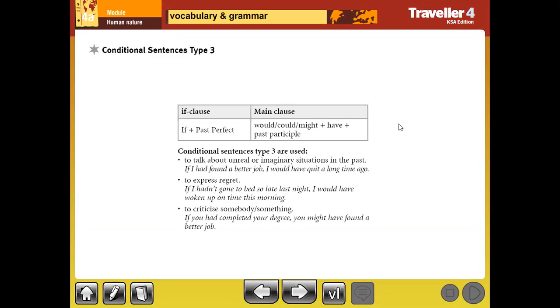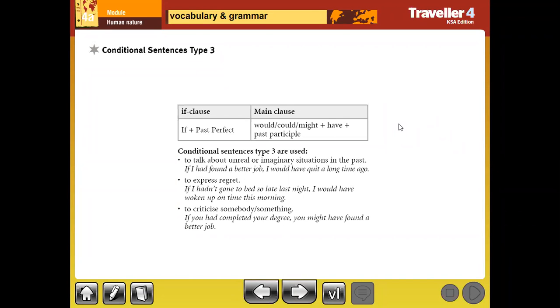Here, the sentence describes an imaginary situation. جملة زي دي بتعبر عن موقف غير حقيقي. If I had found a better job, لو كنت لقيت وظيفة, I would have quit a long time ago, كنت استقلت منذ فترة طويلة. And in fact, I didn't find any better job and I still didn't quit. Number one, to talk about unreal or imaginary situation.